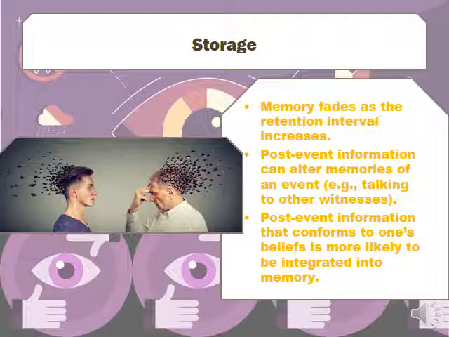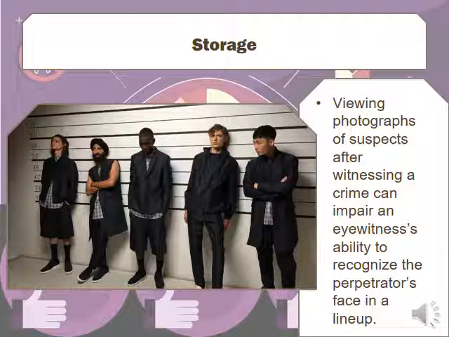memory. So now, storage. Viewing photographs of suspects after witnessing a crime can impair an eyewitness' ability to recognize the perpetrator's face in a lineup. So, if I were to view photographs of suspects after witnessing a crime, it may impair my ability to recognize the perpetrator's face in an actual lineup.